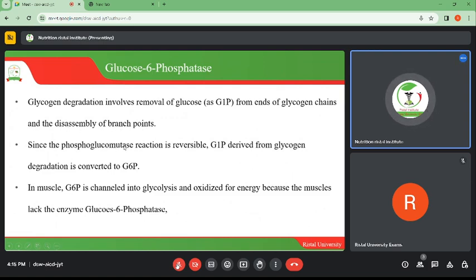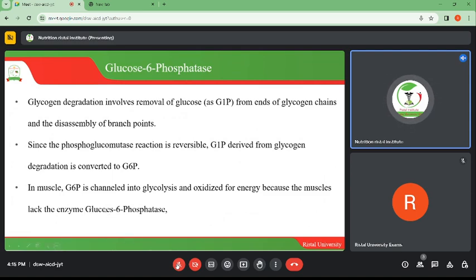Since the phosphoglucomutase reaction is reversible, the glucose 1 phosphate derived from the glycogen can be converted to glucose 6 phosphate. But we have a challenge that in the muscles we have glucose 6 phosphate, and the muscles lack an enzyme that can break this molecule. The enzyme is called glucose 6 phosphatase. So glucose 6 phosphate in the liver can be converted back to free glucose by this enzyme called glucose 6 phosphatase.